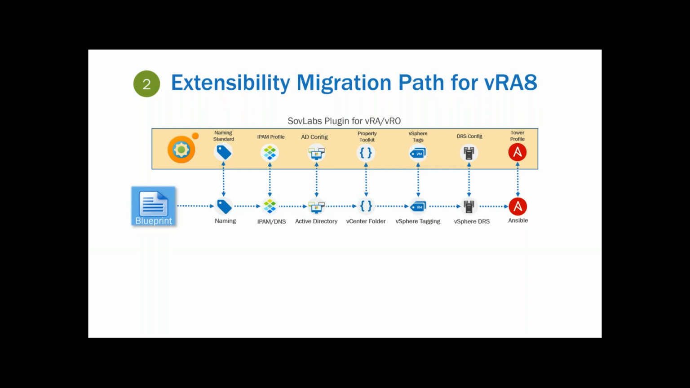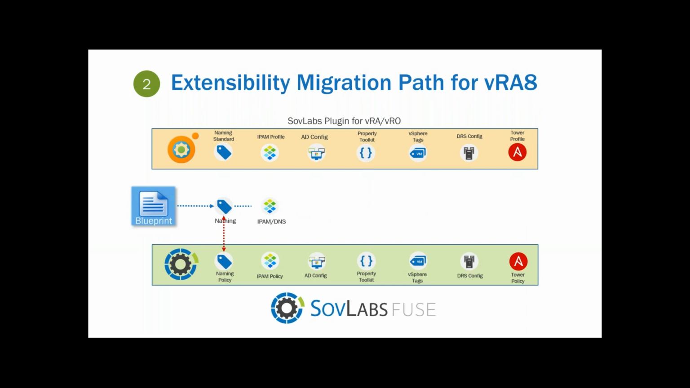Once the policies are moved over, we can move one integration at a time. Simply flipping a switch, and we'll flip naming over to the new platform. We flip another switch, and now maybe we move over IPAM DNS. So the same blueprints that are consuming these integrations from the vRO plugin today can now be consuming some from the vRO plugin and some from the new platform as we programmatically migrate each of the different components over.